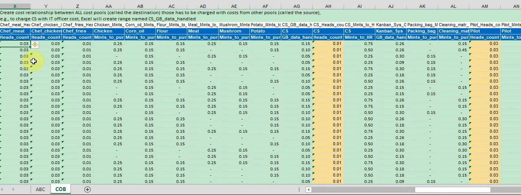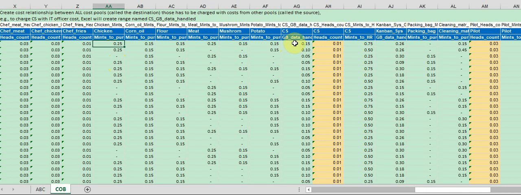We created cost relationships between the cost pool that will be charged and the cost driver of the source cost. For example, to allocate HR fixed cost to the chef meat, we build a cost relationship that is called chef meat heads count, because heads count is the cost driver of the HR fixed cost. The three shifts build that cost relationship with HR fixed cost. The ingredient material builds a cost relationship with minutes to purchase, to be charged with their share of purchasing department cost.